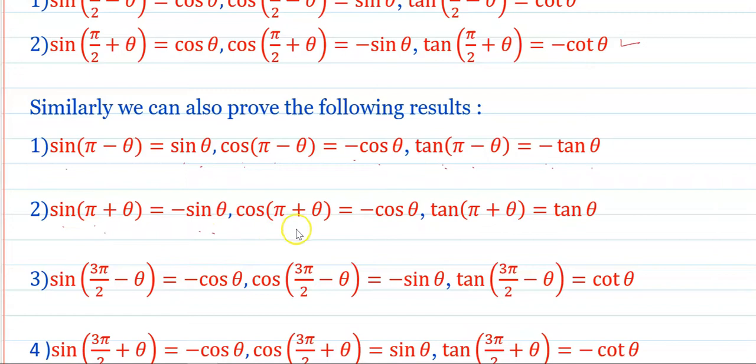Again, cos of pi plus theta, the angle lies in the third quadrant. In the third quadrant cos is negative and hence cos of pi plus theta is minus cos theta. And what about tan of pi plus theta? Tan of pi plus theta is tan theta, and this angle lies in the third quadrant and in the third quadrant tan is positive and hence the answer.